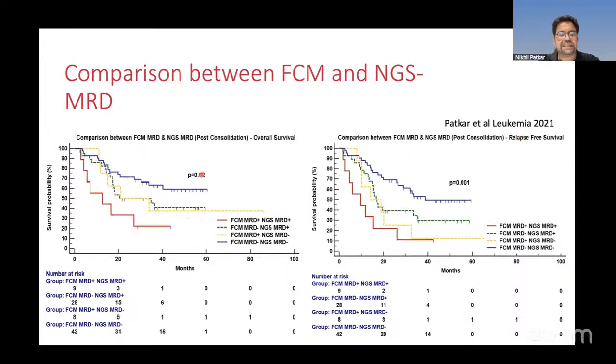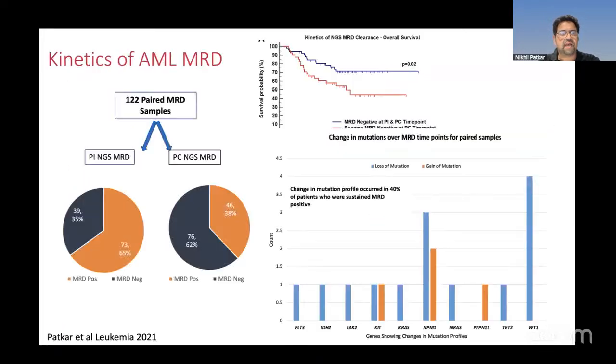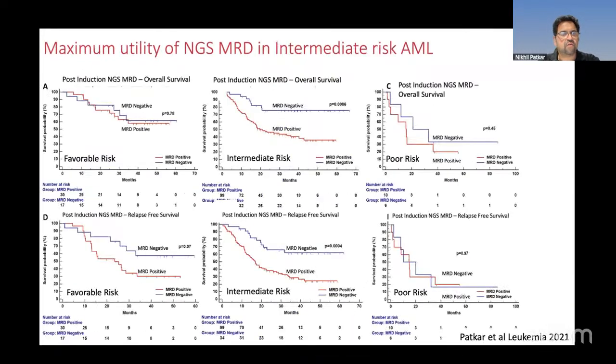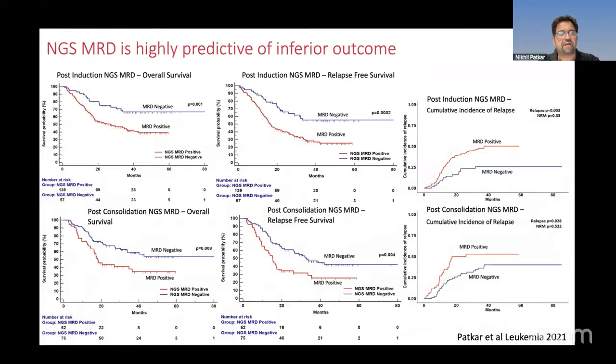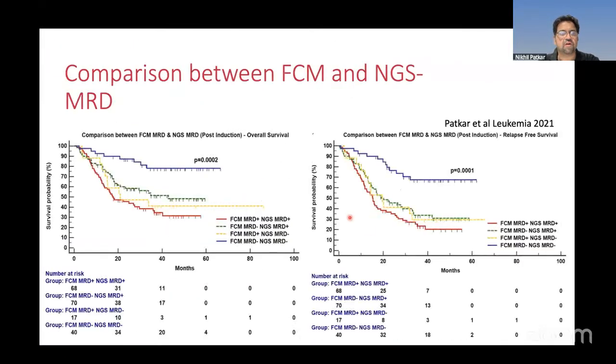So both ways discrepancy occurs. There is no saying that you get discrepancy only in one manner and not the other. Discrepancy occurs both on the flow side and the NGS side. As NGS MRD improves, as we understand more and more about things, we will see how the situation evolves. But this is the data so far, and you can see both ways. If it is missed, it is bad for the patient.